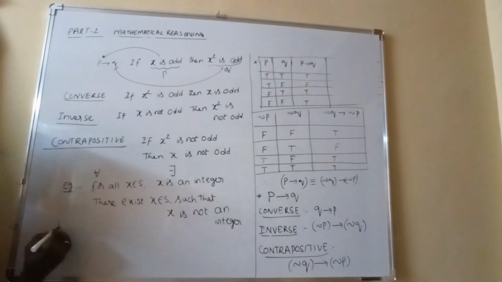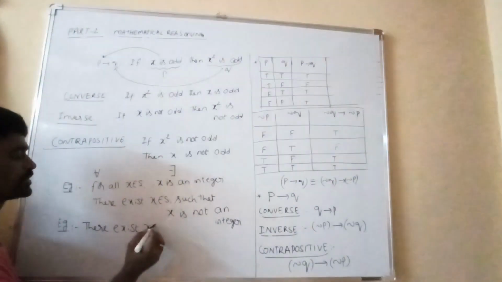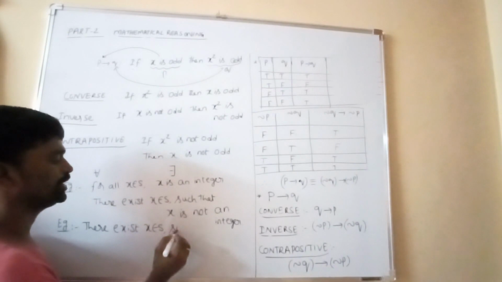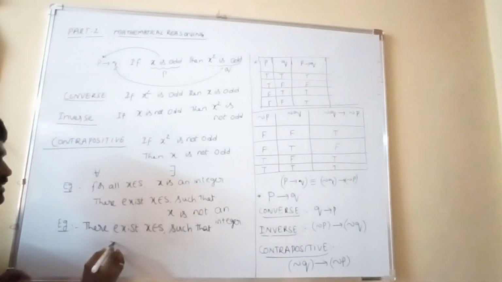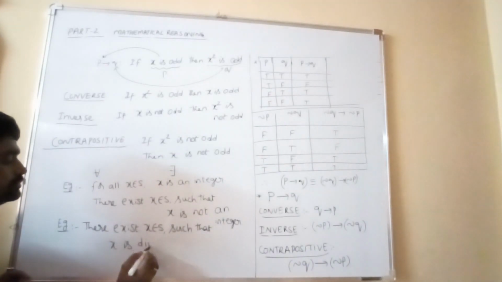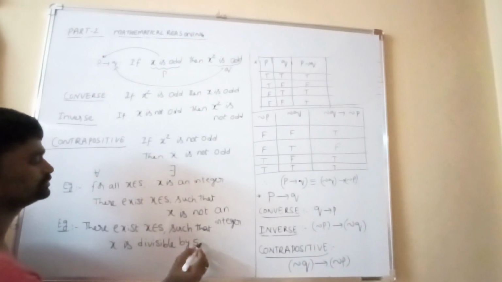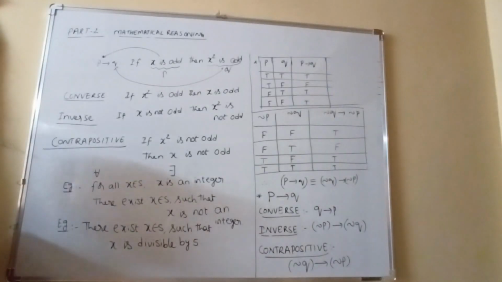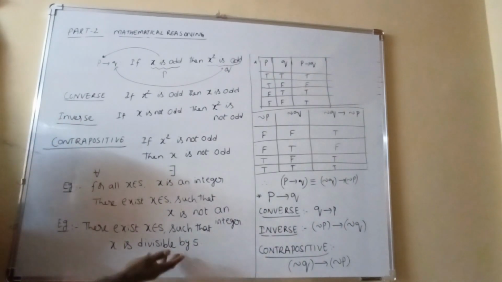And similarly, one more example. There exists X belongs to S such that X is divisible by 5. What is its negation? First understand the meaning. There exists X belongs to S such that X is divisible by 5 means the set S contains at least one element which is divisible by 5.